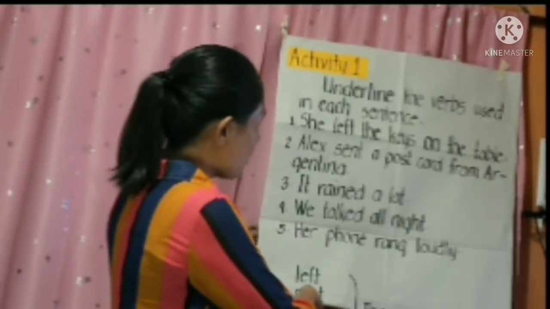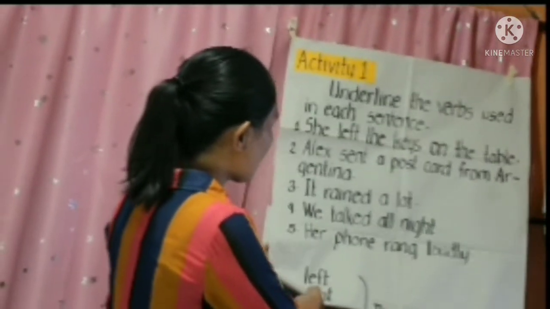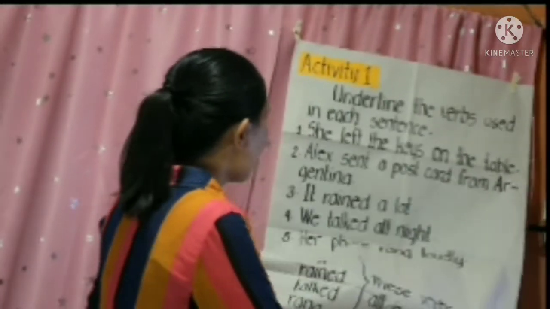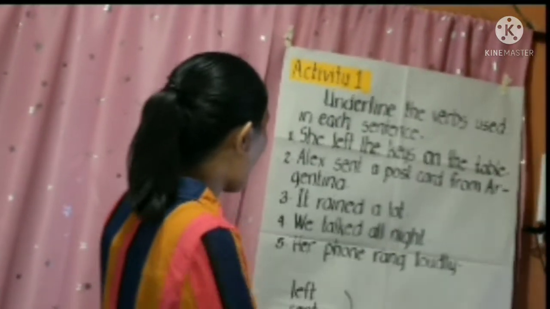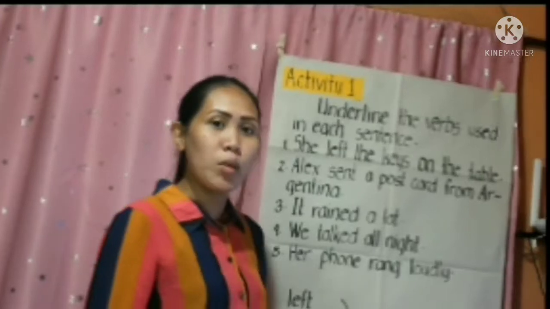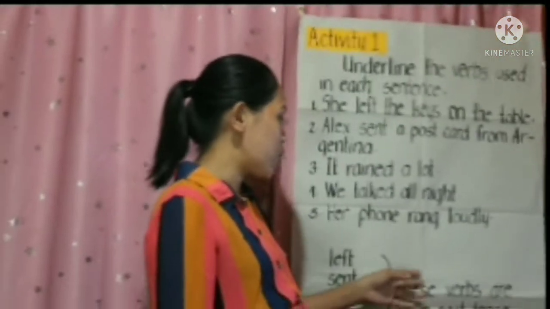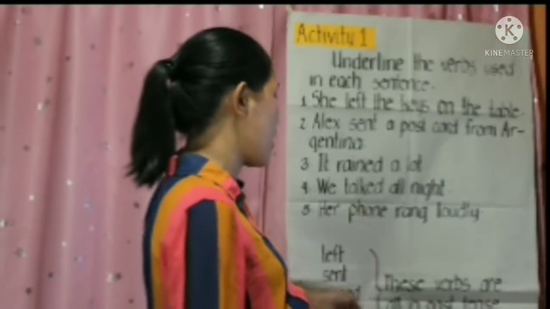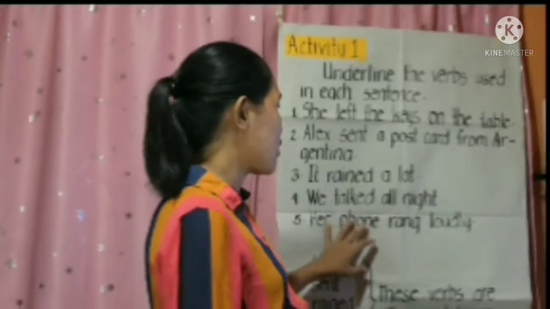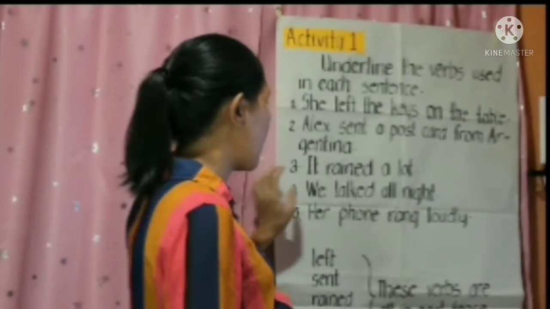Okay, so you will notice, class, that all your answers are correct. Number 1, the verbs used are left. Number 2, sent. Number 3, rang. Number 4, talked. And number 5, rang. So these verbs are all in past tense. Or as you can notice, the action has all been done.